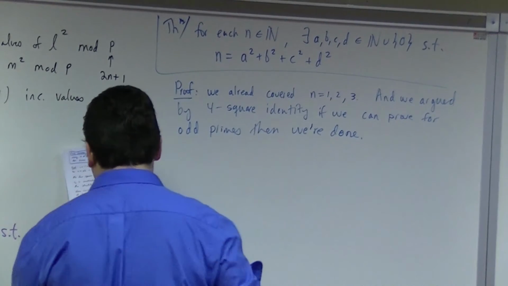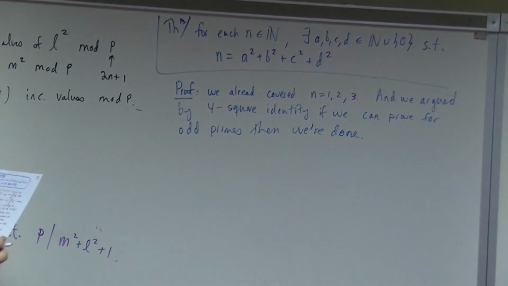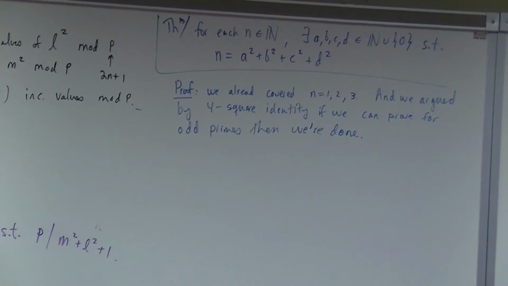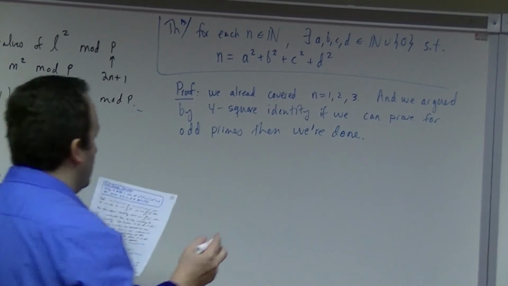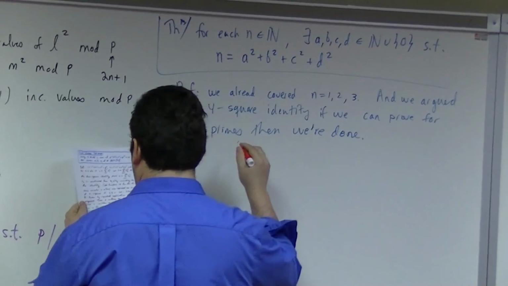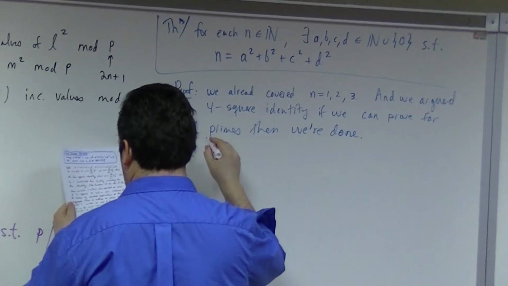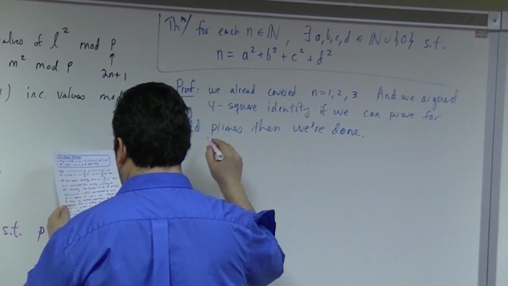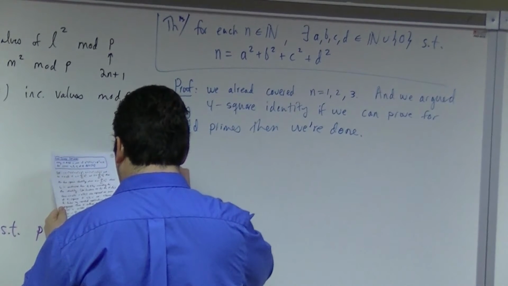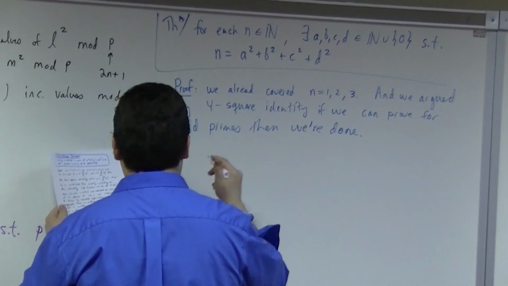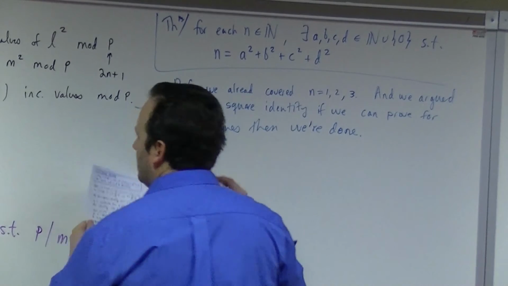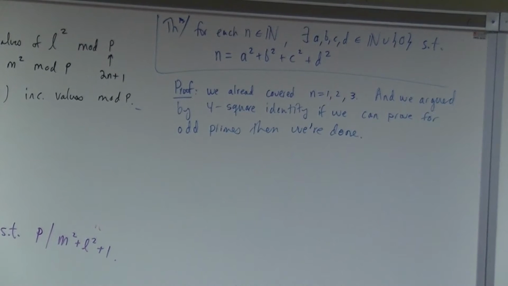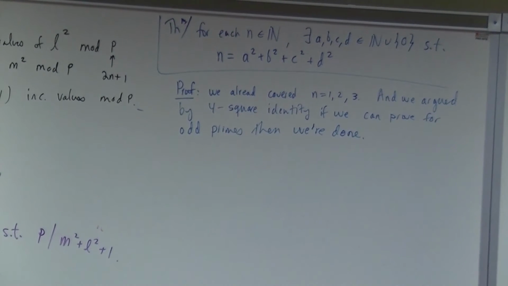If p divides, now why would we think about p dividing m squared plus l squared plus 1? Those are all integers. Well, it's the sum of 3 squares, right? So it's the sum of 4 squares. Oh, okay. Did I say p was a prime? So p was odd here, wasn't it? Okay, so p is not prime.